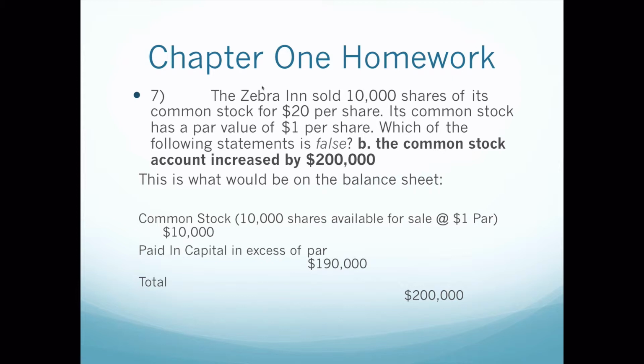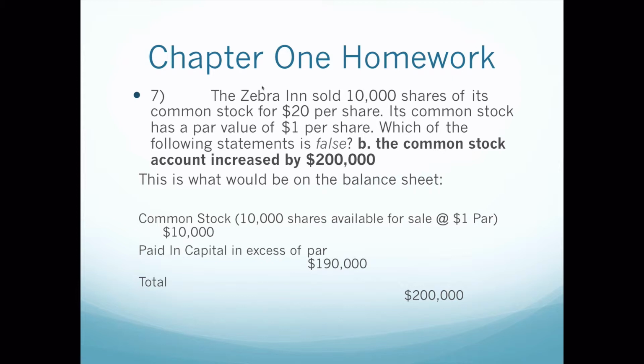So it's going to tell us that we have 10,000 shares available for sale. We could have had 100,000 shares available for sale and only sold 10,000 of them. And they had a $1 par value. So that $10,000 tells us that we sold 10,000 shares because of the $1 par value. But we sold them for more than the par value, the face value, which was $20 per share.